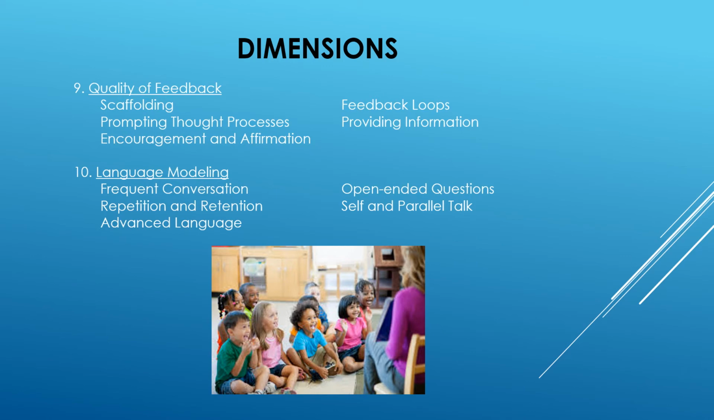2 more dimensions. Number 9, quality of feedback, and that's providing scaffolding, and scaffolding is about knowing what level the child is at, what comes next, and then facilitating and supporting their progress to the next level. Prompting thought processes, encouragement and affirmation, or providing them with encouragement statements, which are facts about what they're doing that's appropriate. Feedback loops, providing information.